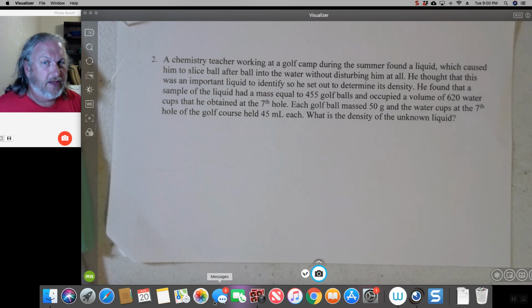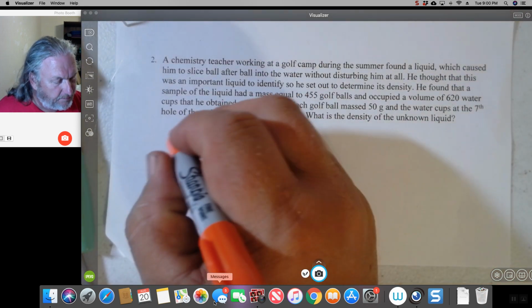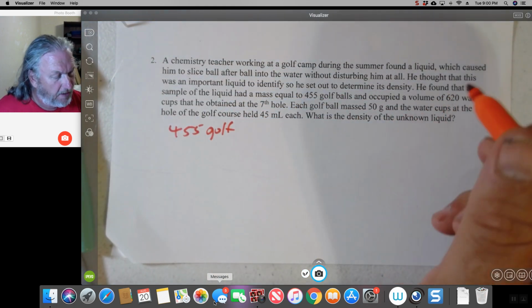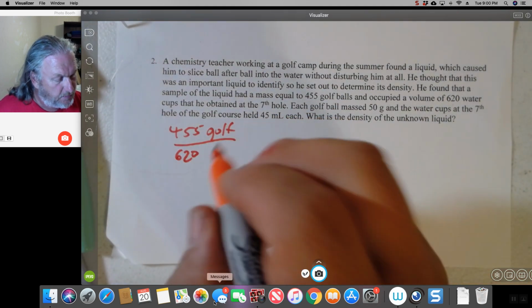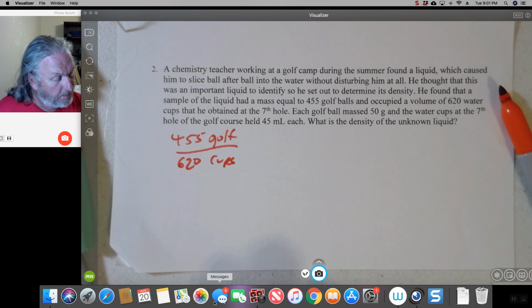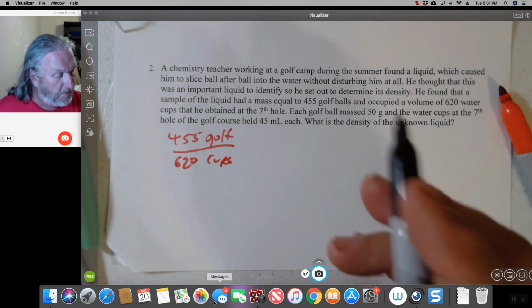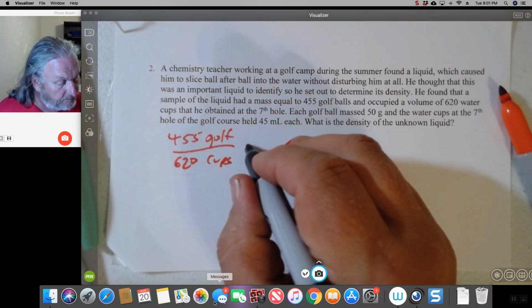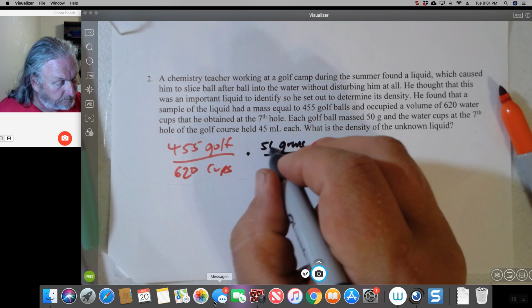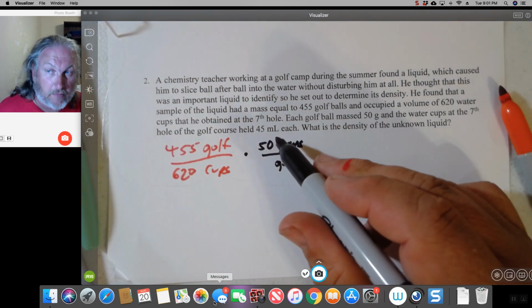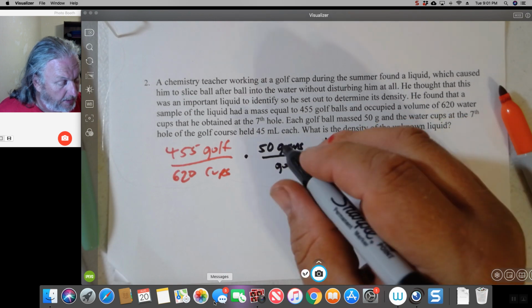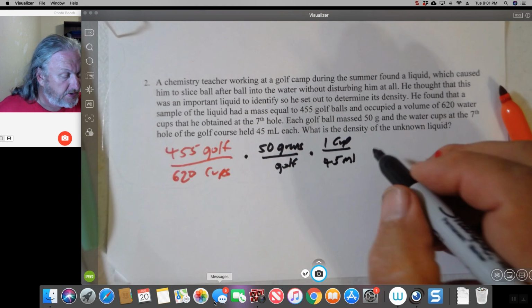He found that a sample of the liquid had a mass equal to 455 golf balls, and occupied a volume of 620 water cups at the seventh hole. Each golf ball massed 50 grams, so every golf ball is 50 grams. And the water cups at the seventh hole of the golf course held 45 milliliters each, so one cup is 45 milliliters. What is the density of the unknown liquid?